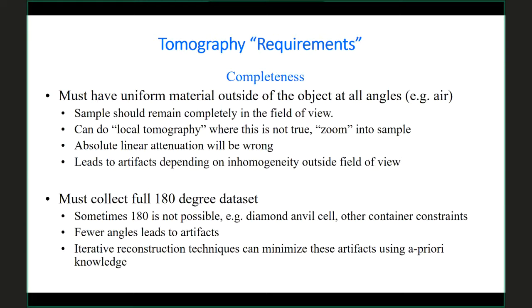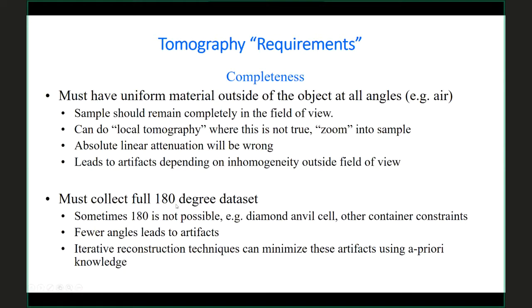You can do what's called local tomography, where this is not true and your field of view is smaller than the sample, and parts of the sample are going in and out of the field of view as you rotate it. If you do that, first of all, the absolute linear attenuation coefficient you measure will be wrong. But often we don't care what the absolute linear attenuation coefficient is. We just want to see features, right? Depending on how inhomogeneous the things going in and out of the field of view are, you get artifacts in the image. But often you can see past those artifacts and get useful information to answer the scientific question, even though it's not a perfect image. So this is not a rigorous requirement. It's just what you need to do to get correct tomography data.